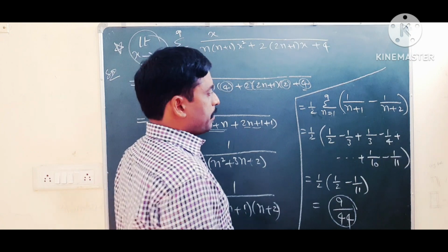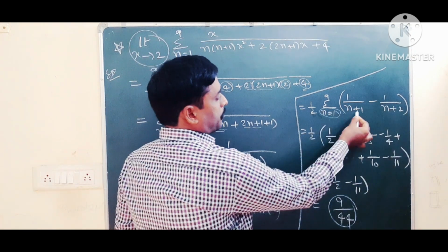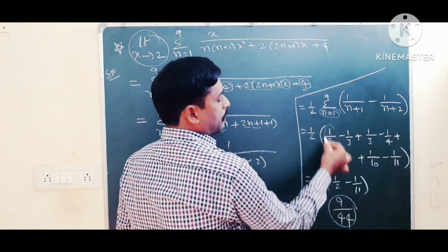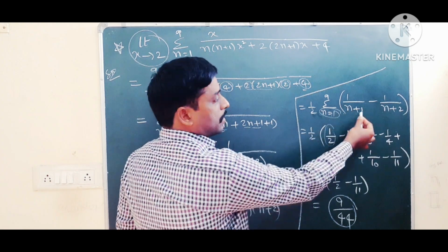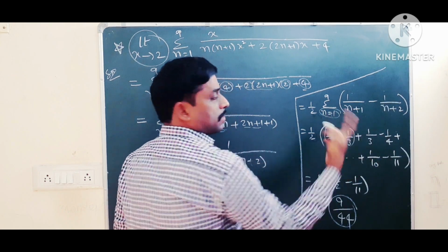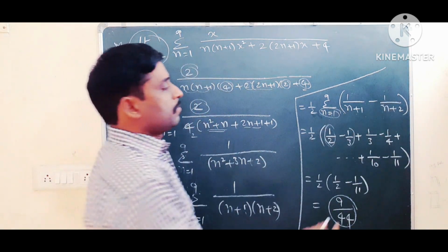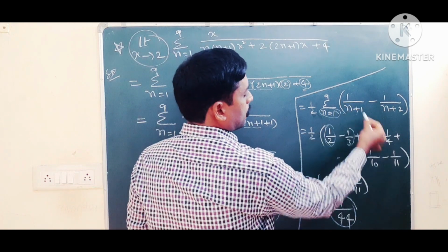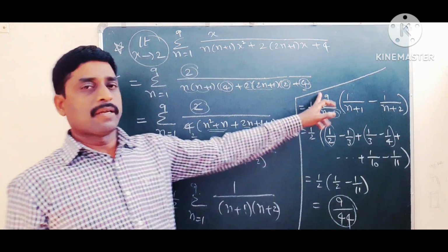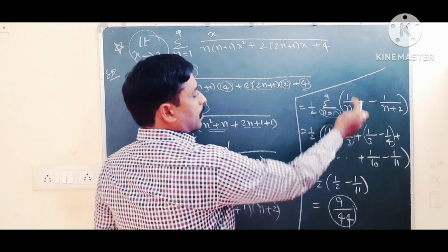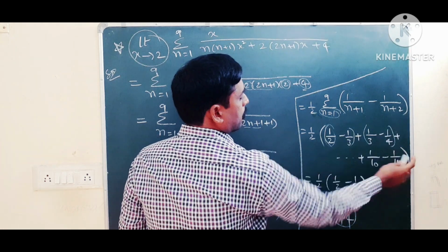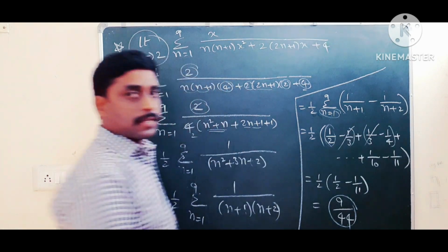Now we should expand sigma here. n equals 1, substitute here only. What we get here? 1 by 1 plus 1, 1 by 2. Here n equals 1, substitute: 1 by 2 minus 1 by 3. Next, n equals 2, substitute here only: 1 by 3 minus 1 by 4, and so on. n equals 9, substitute: 1 by 9 plus 1, 1 by 10, minus 1 by 9 plus 2, 11. Here 1 by 3 gets cancelled.